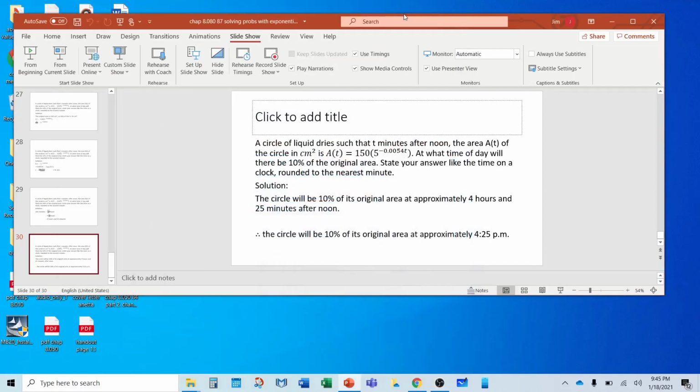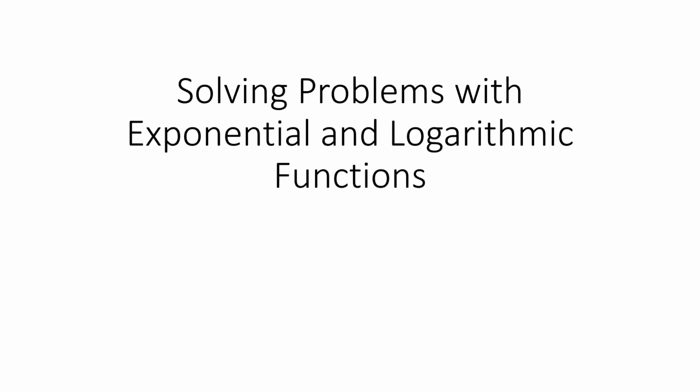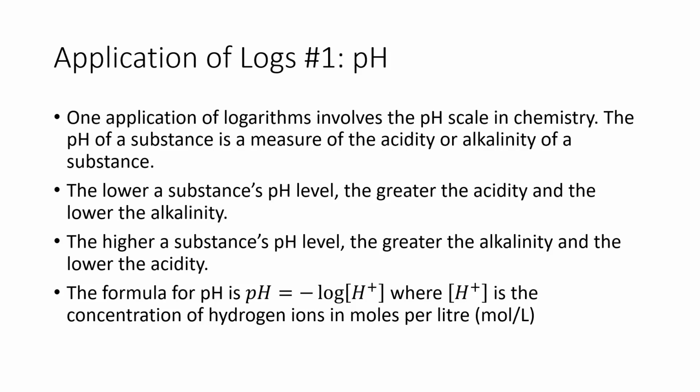In this video, we're going to talk about solving logarithmic and exponential word problems. One application of logarithms involves the pH scale in chemistry. The pH of a substance is a measure of the acidity or alkalinity of the substance. The lower a substance's pH level, the greater the acidity and lower the alkalinity. The higher a substance's pH level, the greater the alkalinity and lower the acidity, the reverse.